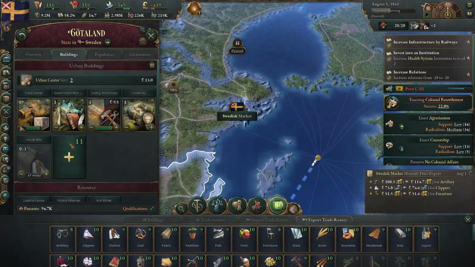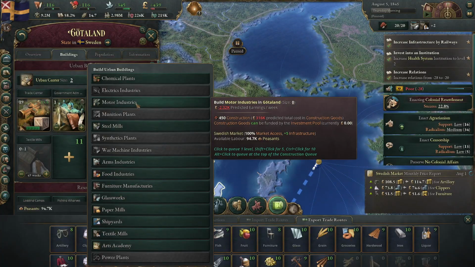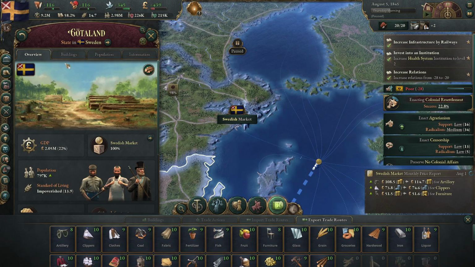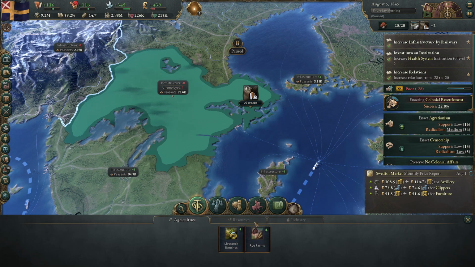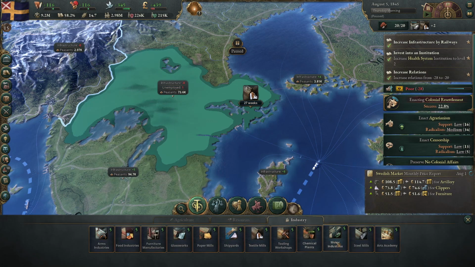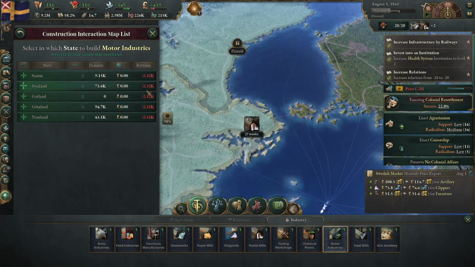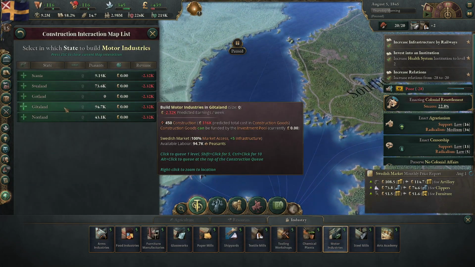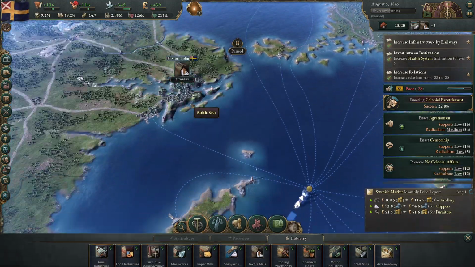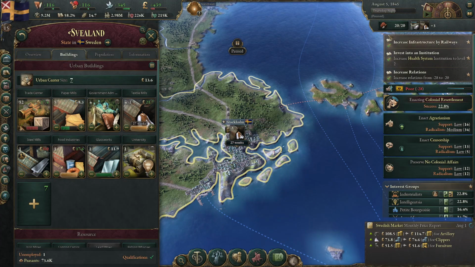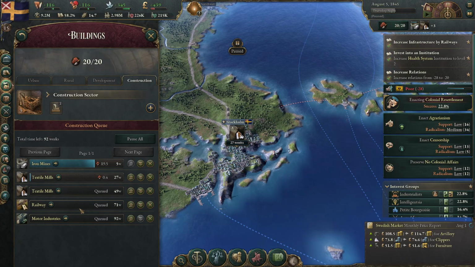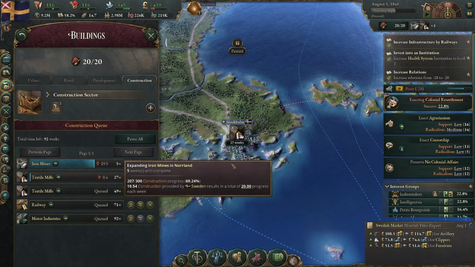Can we build a motor industry? Right, let's just have a look here. Right, it's back to here. Industry, motor industry. Scotland's got 90 peasants. It says we're going to lose money, but I just want to get that. Did we finish the train? No, we haven't. We're still building the iron mine and the things.